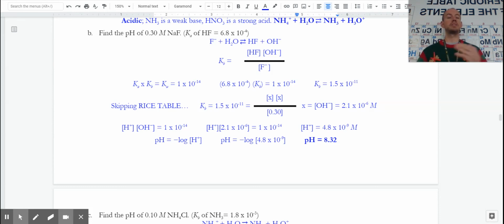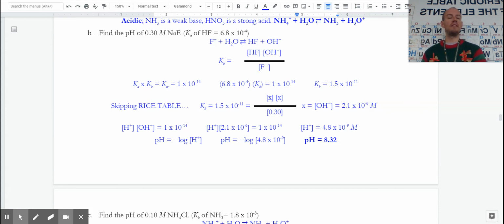So these problems have lots of steps. It is very rare that you'd have to do all of this: write the reaction, write the Kb, find your Kb, plug that in, change it to H plus, change it to pH, all in one step, just because that's so much work. But any pieces of this can be put together, and you can progress through them all together in a multi-step free response, or in multiple choice.